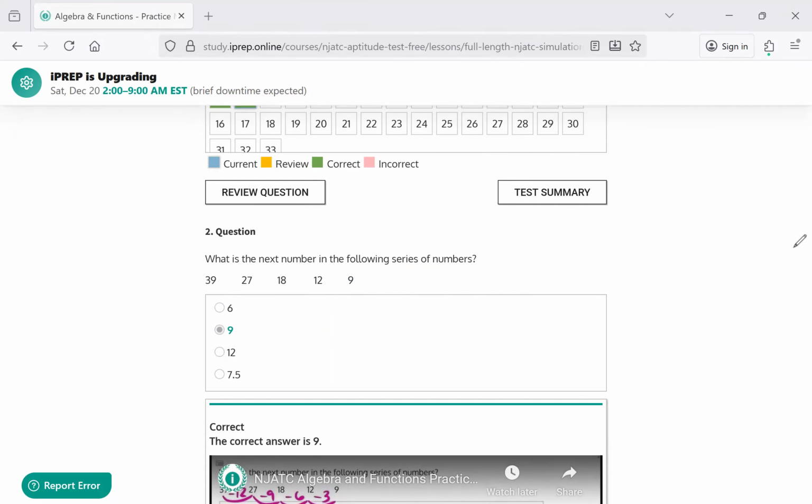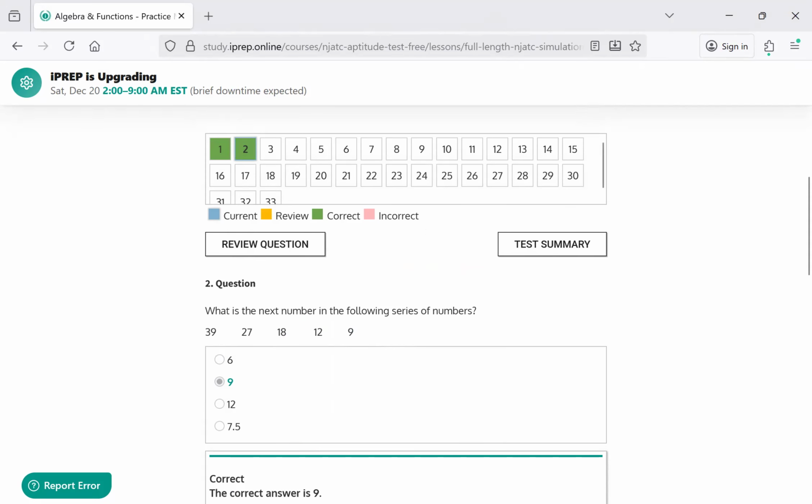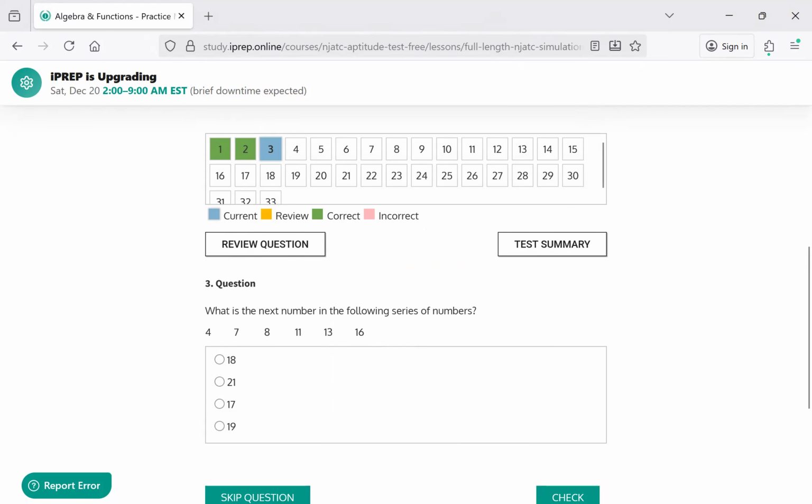Okay, so that was question two. Question three says, what is the next number of the following numbers? Let's see. We have 4, 7, 8, 11, 13, and 16.